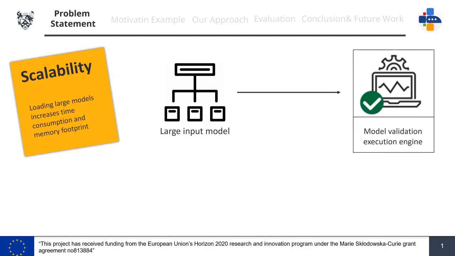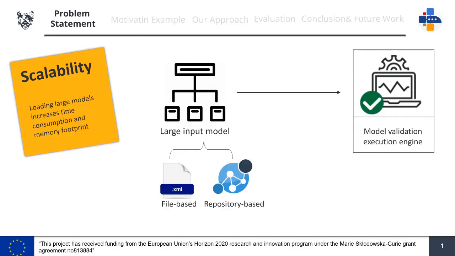Actually, we have 2 kinds of models: models that are saved in a file, which we call file-based models, like XMI, and models that are saved in a database, repository-based models. In this talk, I'm talking about file-based models. So the scenario is we have a large XMI model, which is going to be validated by a program, and the execution engine executes the program and validates the model.